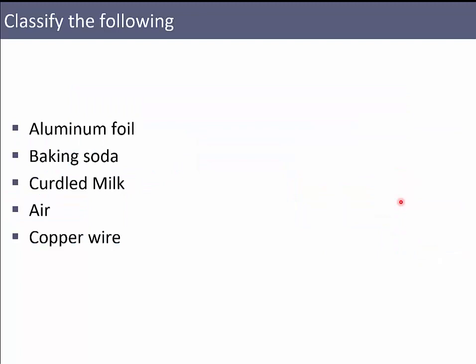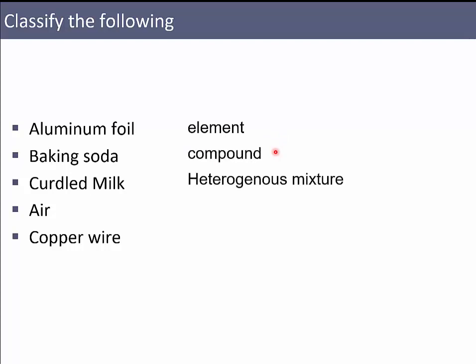So let's take a quick second and classify some of the following. All right, so aluminum foil is an element. Baking soda is a compound. Curdled milk is a heterogeneous mixture. Air is a homogeneous mixture, and copper wire is an element.